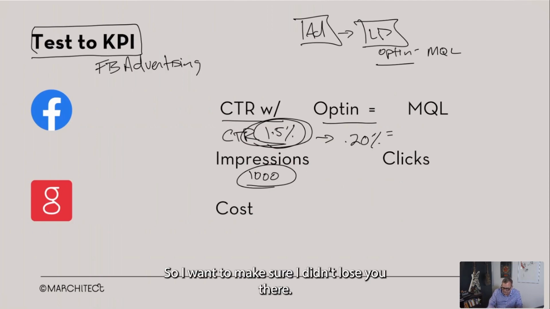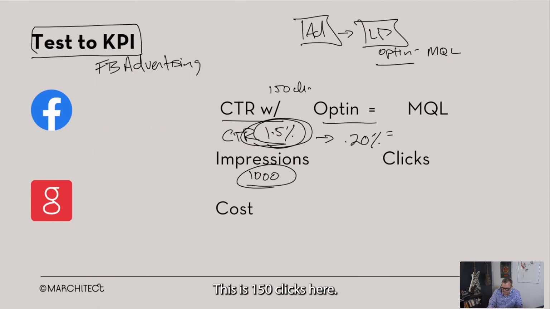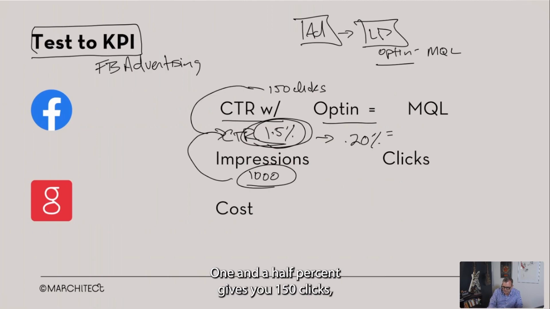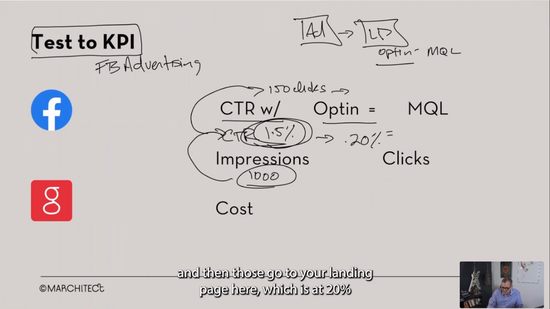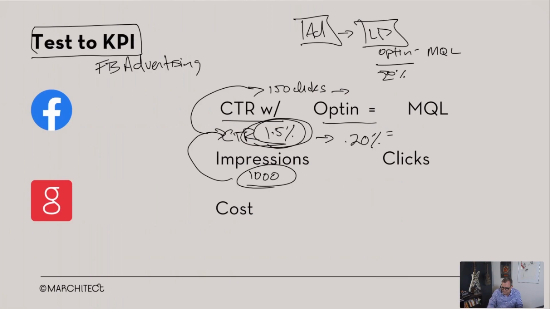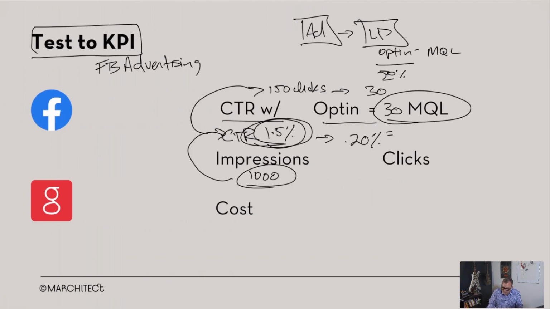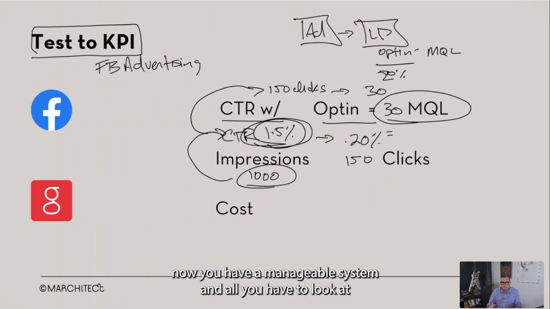So I want to make sure I didn't lose you there. This is 150 clicks you've driven. 1,000 impressions times 1.5% gives you 150 clicks. And then those go to your landing page here, which is at 20%. And 20% of 150 now is 30 MQLs, right? And so if you do this in a month, or you do this in a week, or you do this in a day, 150 clicks. There's where it goes. Sorry. Now you have a manageable system.